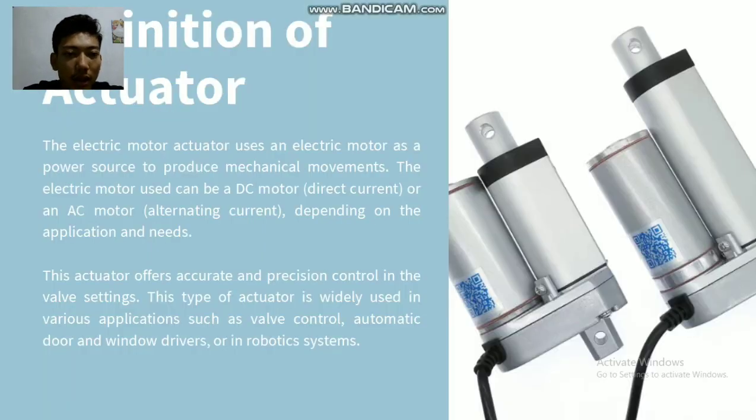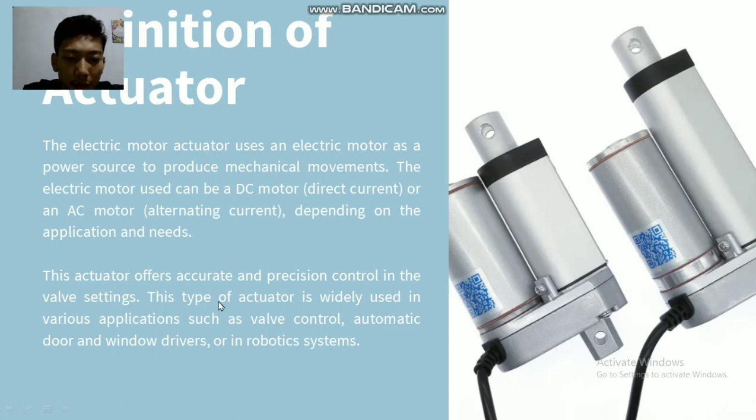Next, the definition of actuator. The electric motor actuator uses an electric motor as a power source to produce mechanical movement. The electric motor used can be a DC motor, or direct current, or an AC motor, alternating current, depending on the application and needs. This actuator offers accurate and precise control in valve setting.